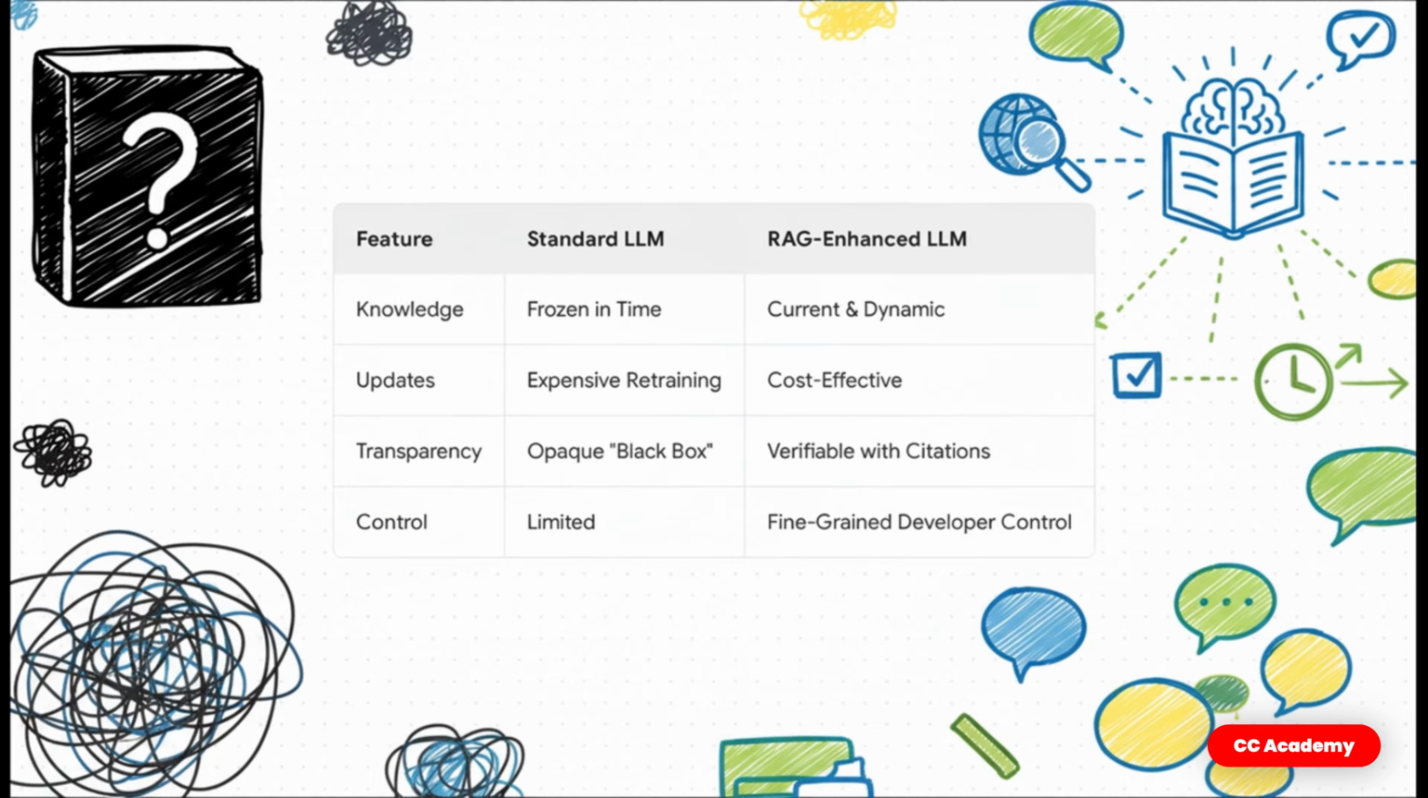This summary table really brings it all home. On every single key metric, RAG is just a massive leap forward. We go from knowledge that's frozen in time to information that's current and dynamic. We go from crazy expensive retraining to cost-effective updates. And most importantly, we transform an opaque black box into a transparent system that we can actually verify and control. It's a genuine evolution for AI.